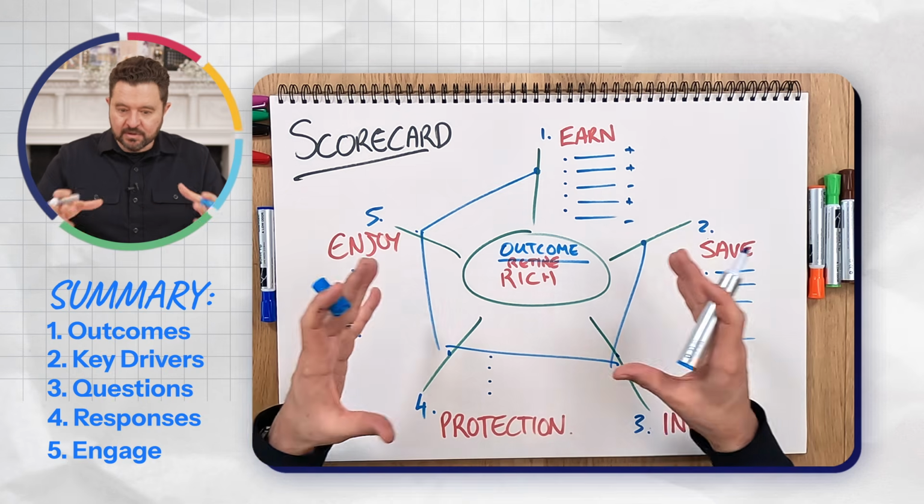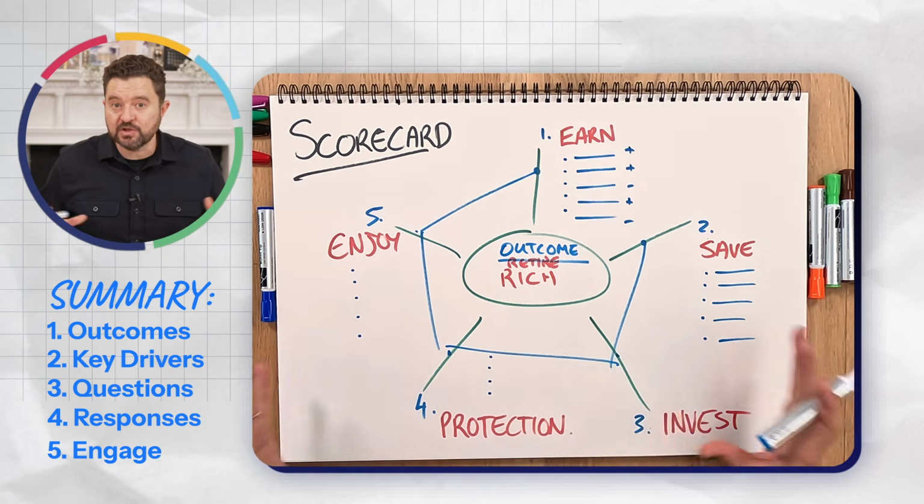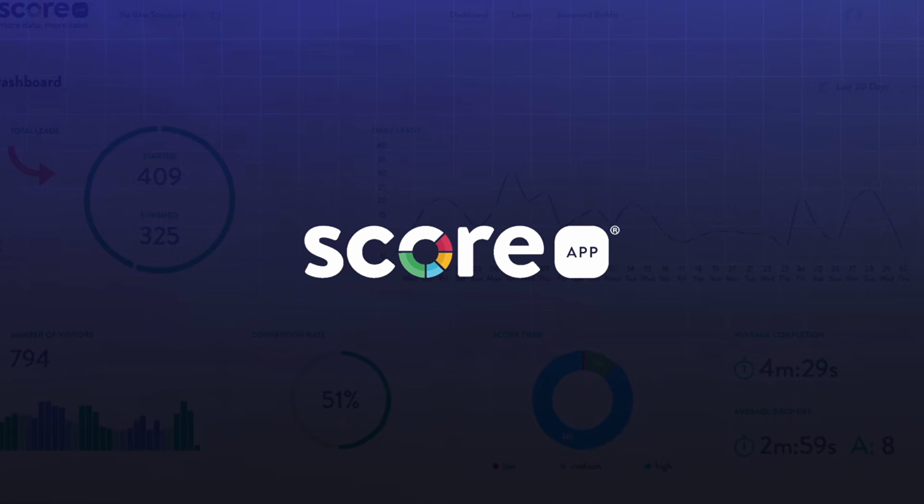So very simple, take a piece of paper, figure out the outcome, think of the 5 drivers, use ChatGPT if you need to, and then set it up using ScoreApp.com. It'll be one of the most powerful tools that you create to make more sales and reach more people.